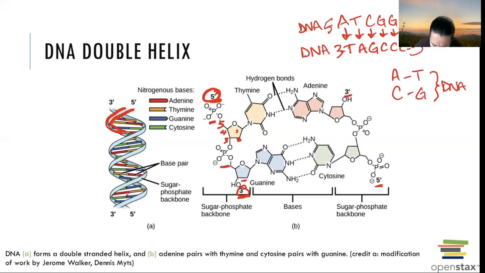Here are our little bonds, and to me, it looks like a zipper that you have twisted to make this double helix structure. So that is how it is. Here's our sugary backbone.